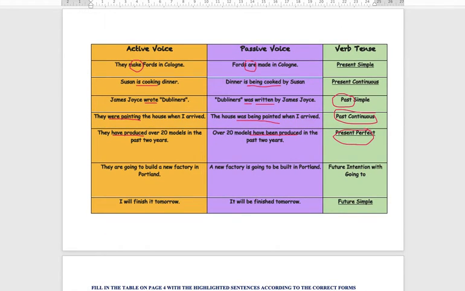Future intention with going to. They are going to build this one, a new factory. Okay, a new factory is going to be built.